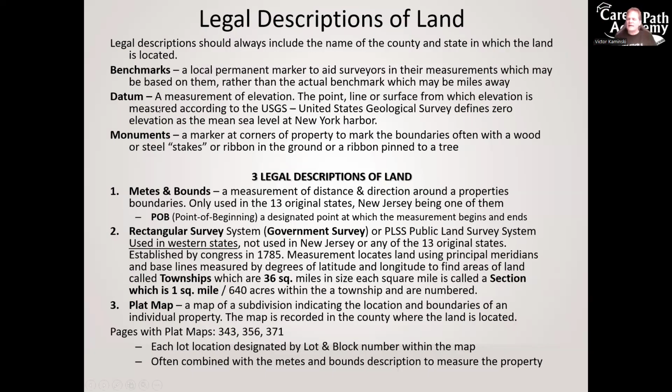So the datum is that zero sea level at New York Harbor. So the surveyor doesn't got to work their way all the way back there. They could start their local measurement based on a local benchmark, rather than the actual benchmark, which could be miles away in New York Harbor. And then monuments are those steel markers that the surveyor pounds into the corners of the property, showing you where you could get a visual look of where your actual property line is.